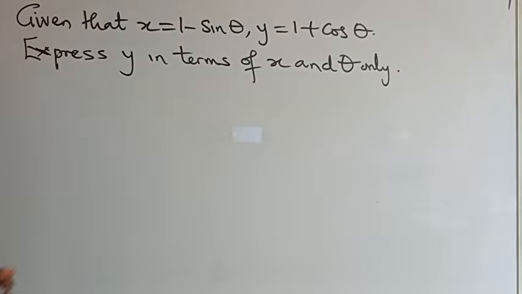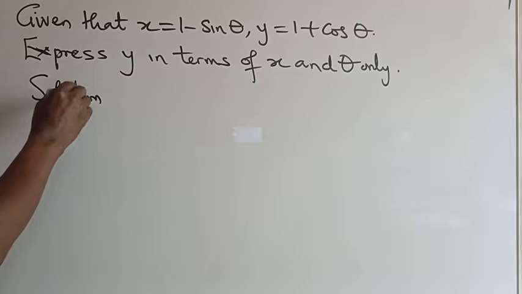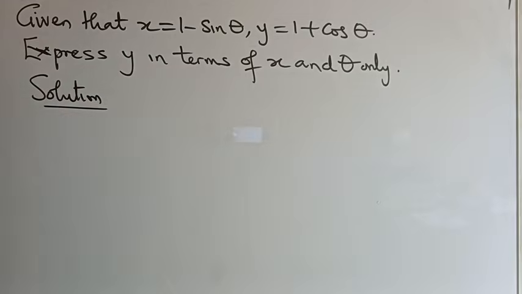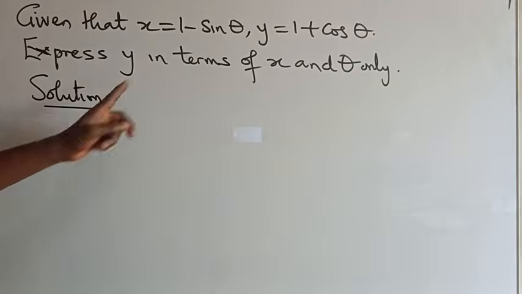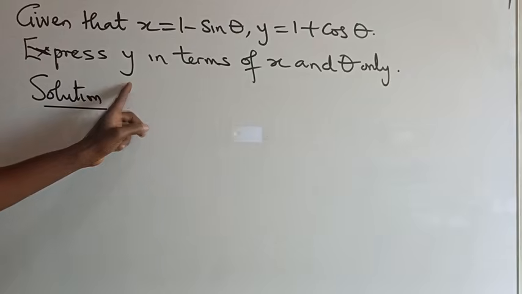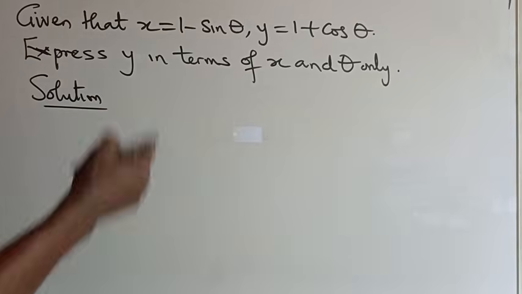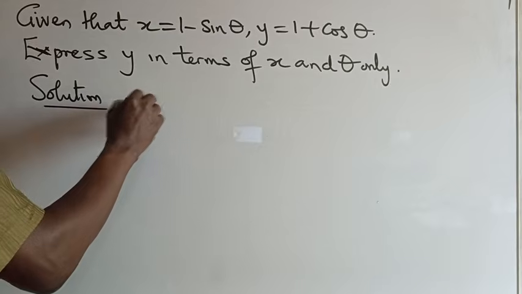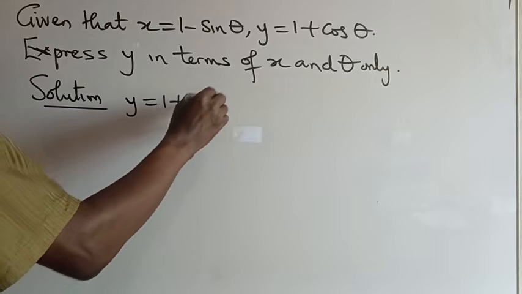Let us solve this question from trigonometric ratios. We are asked to express y in terms of x and theta only. That means y is going to be the subject of the formula according to the question. So now y is 1 plus cos theta.